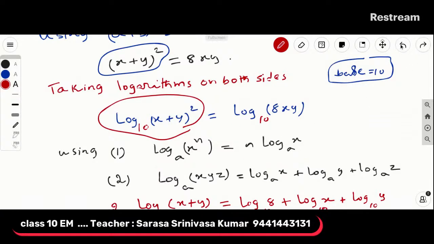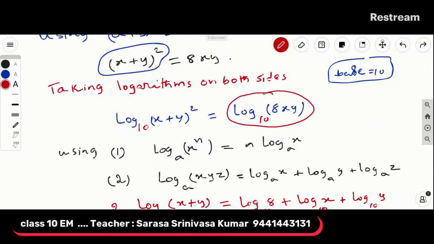After this step, we consider the right hand side term. The right hand side term is in the form of log xyz to the base a. And this can be expanded as log x to the base a plus log y to the base a plus log z to the base a.